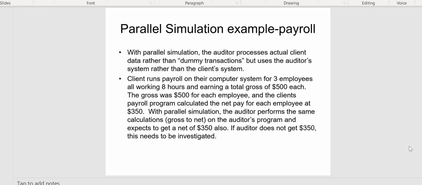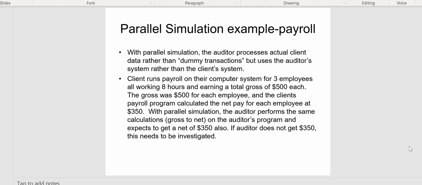So the client runs payroll on their computer system, let's say for 3 employees. They all work 8 hours, and they all earn a total gross of $500. The gross was $500 for each employee, and the client's payroll program calculated the net pay for each employee, let's say at $350. So this is the way the client's system ran the payroll. They had $500 gross for each employee and $350 net. Now let's see what the auditor comes up with for totals when the auditor runs parallel with the auditor's system.